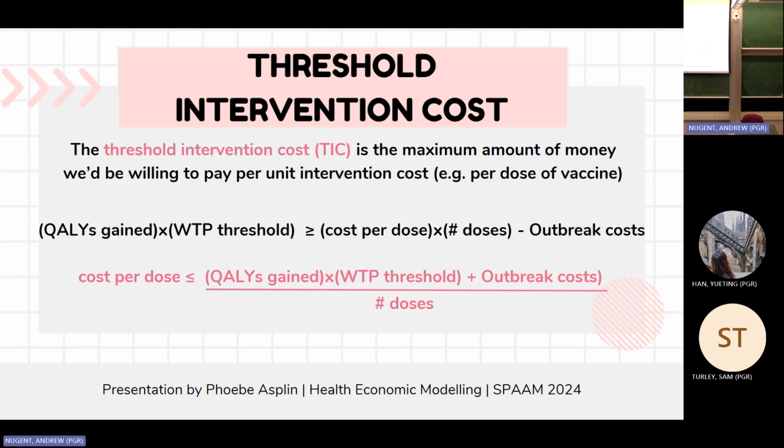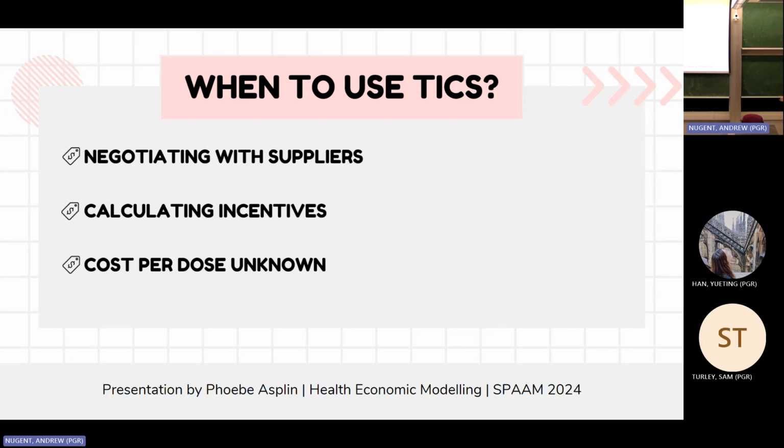So another thing we can look at when determining if an intervention is cost effective is the threshold intervention cost. This is the maximum amount of money we'd be willing to pay per unit intervention cost, for example per dose of vaccine, and have it still be cost effective. So we can just take our equation from before and rearrange it, and we get that below this value, the intervention is cost effective. So what's the point of doing that?